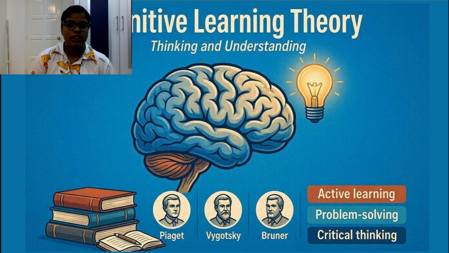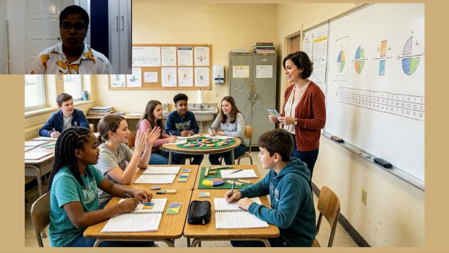In the classroom, cognitive learning can be applied in many ways. For example, during a maths lesson, instead of immediately teaching a formula, the teacher can give students a real life problem and ask them to think about different ways to solve it. Students discuss their ideas with classmates, compare different answers, and explain why they chose a particular solution. In science, students can conduct experiments, make predictions, observe the results, and explain what they have learned. In English, teachers can ask students to analyze a story, explain the characters' actions, and predict what may happen next. This activity encourages students to think deeply instead of simply memorizing information.